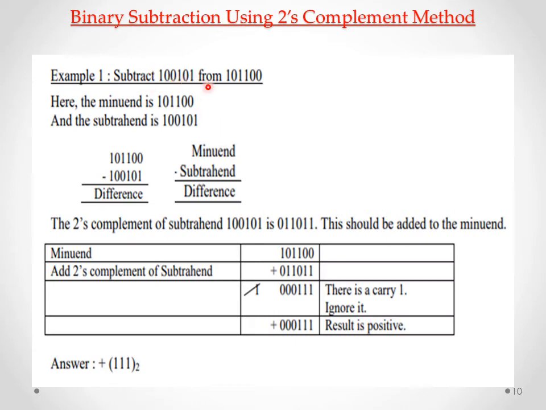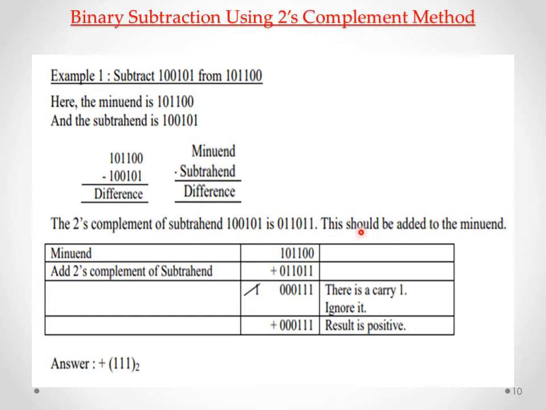Subtract 1 0 0 1 0 1 from 1 0 1 1 0 0 using the 2's complement method. The minuend is this one and the subtrahend is this one. So first we are going to take the 2's complement of the subtrahend. For the 2's complement of the subtrahend, first we get the 1's complement of the subtrahend, then add 1 to that 1's complement value to get the 2's complement. So the 2's complement of the subtrahend is 0 1 1 0 1 1.